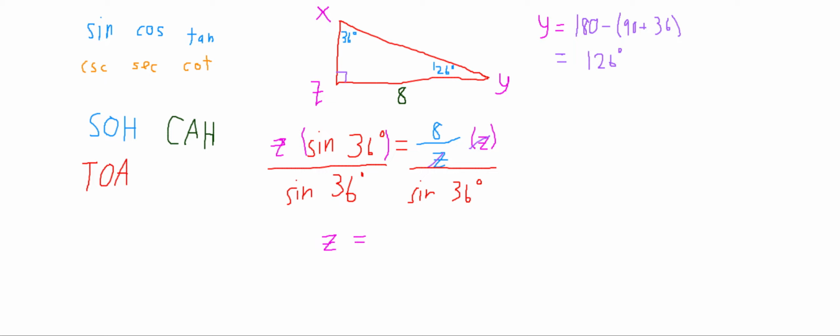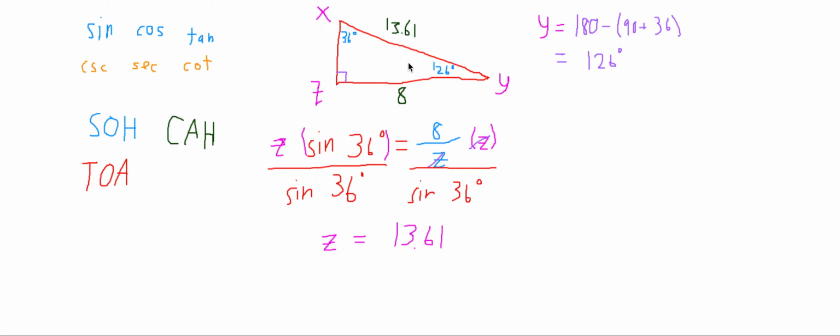So we got z equals, let's say you got 8 divided by sine of 36. So I'm going to use my calculator here. So it's going to be 8 divided by sine 36, which is going to be 13.61. And now we can use the 13.61 as part of the hypotenuse. And that's supposed to be decimal points.